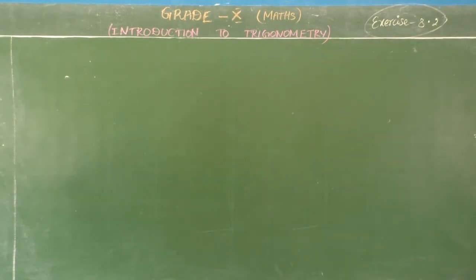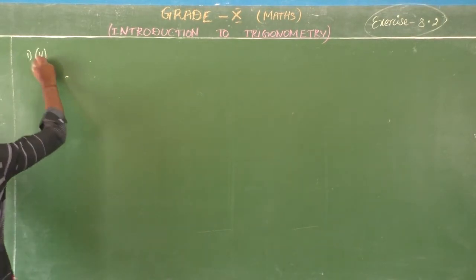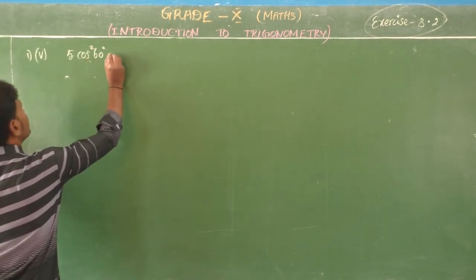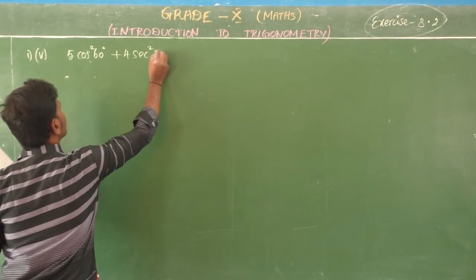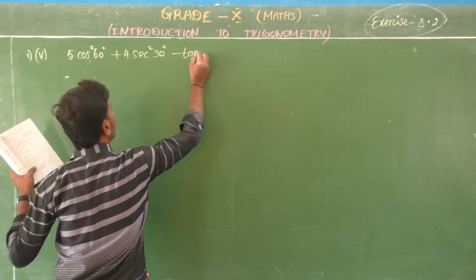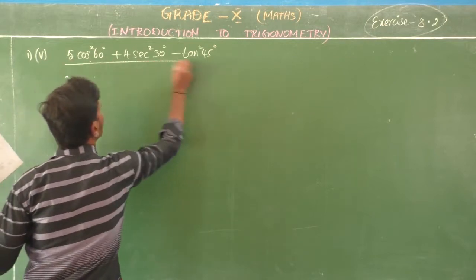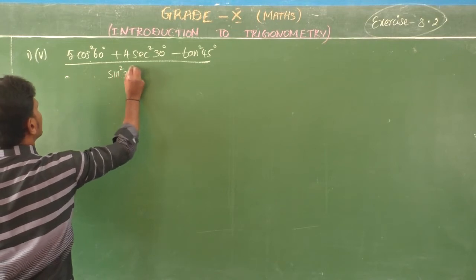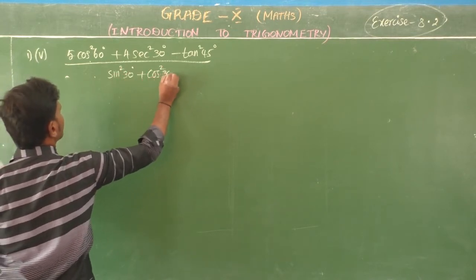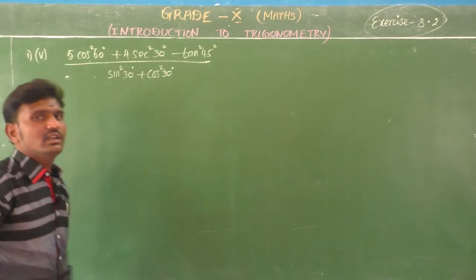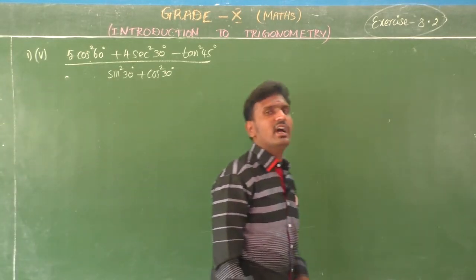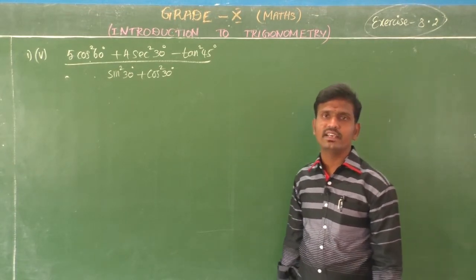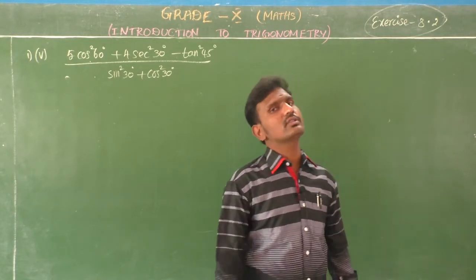So the next question, the fifth one in the first Roman. Okay, that is 5 cos square 60 degree plus 4 secant square 30 degree minus tan square 45 degree, the whole divided by sin square 30 degree plus cos square 30 degree. Okay, yes. Now listen all of you, you have a numerator and denominator. One more thing, cos square 60 degree means how to do, you know students? Cos 60 the whole square, that is only cos square 60.